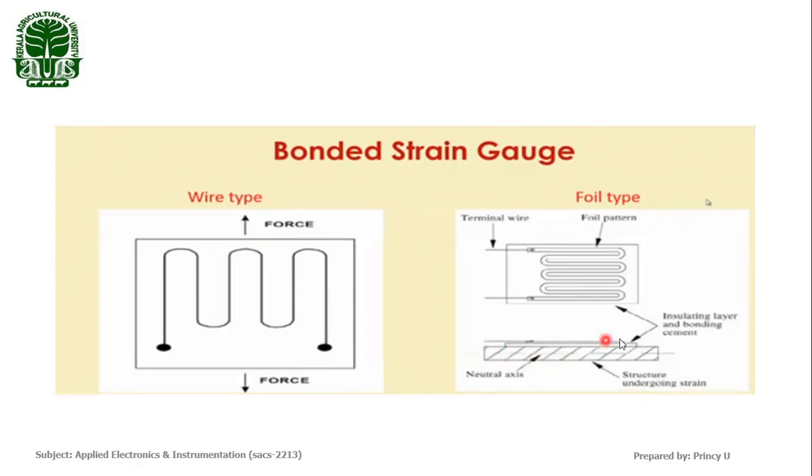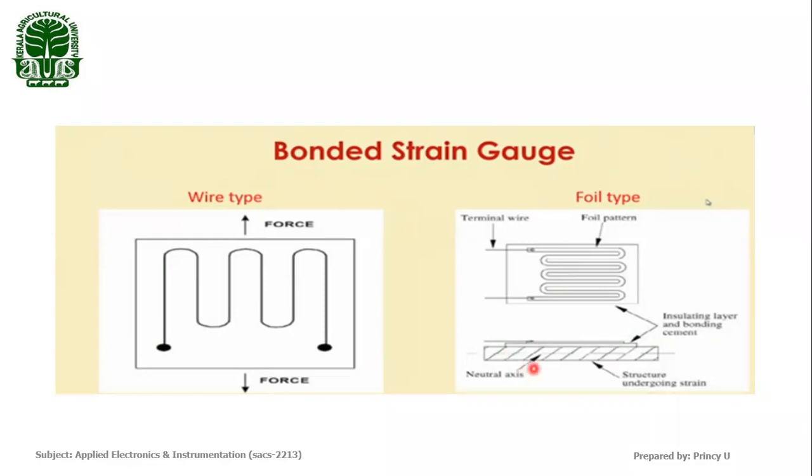Whichever solid's stress or strain we need to measure, there we will paste this strain gauge. We give it a small thickness of cementing, and we bond that strain gauge on the surface whose tension or stress is to be measured. Okay.